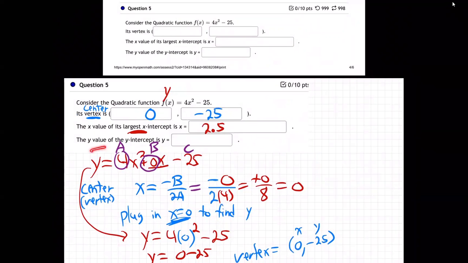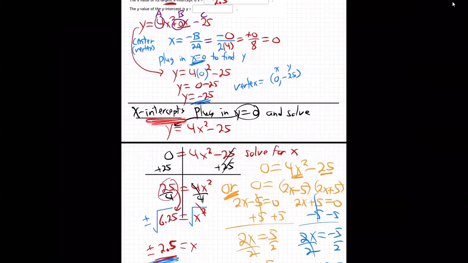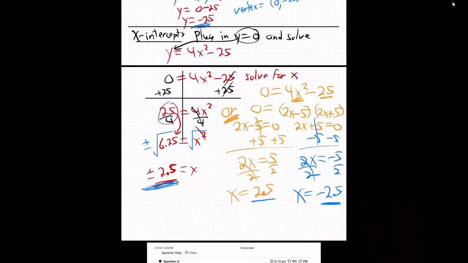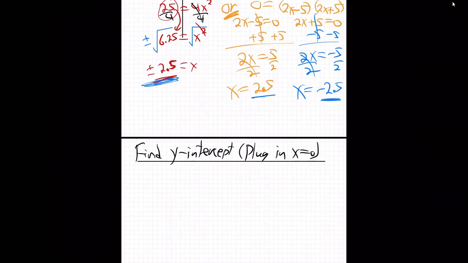Last thing, we've got to find the Y-intercept. How do we find a Y-intercept? Well, remember, for an X-intercept, you plug in Y equals 0. So then for a Y-intercept, you plug in X equals 0. Let's do it. So this will be a lot easier. Find a Y-intercept. So what do we do? Plug in X equals 0. Getting the hang of that? We always just plug in the opposite letter 0 when we're finding an intercept.